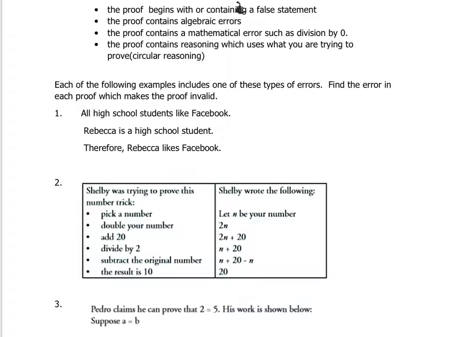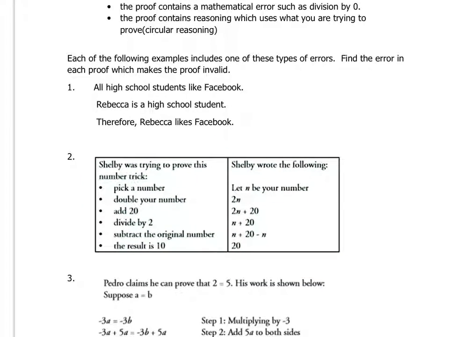The first one says, and we've got to find the errors in each of these proofs: all high school students like Facebook. Rebecca is a high school student, therefore Rebecca likes Facebook. The error in that proof is that the statement at the beginning is not necessarily true. There are lots of students who don't like Facebook. So this one has a false statement or assumption. Not all students like Facebook.